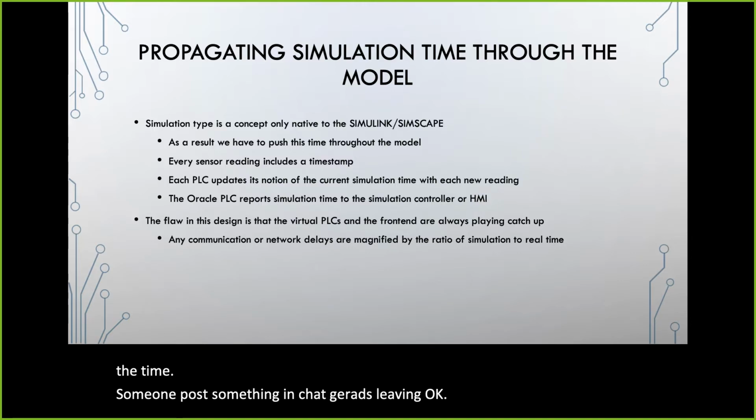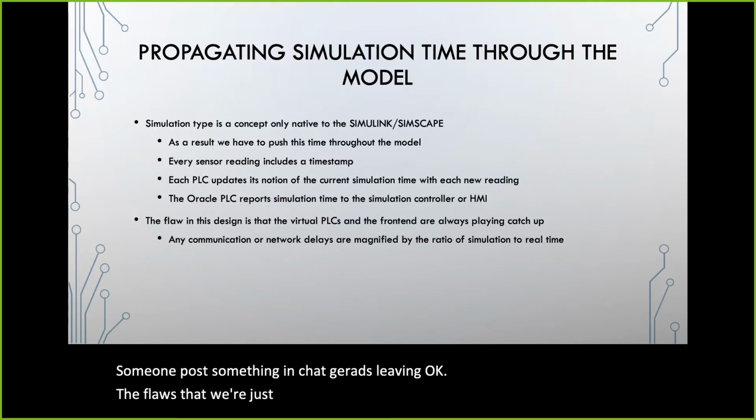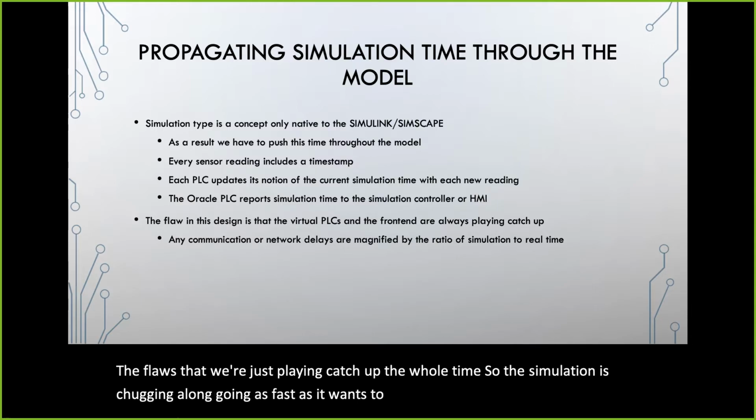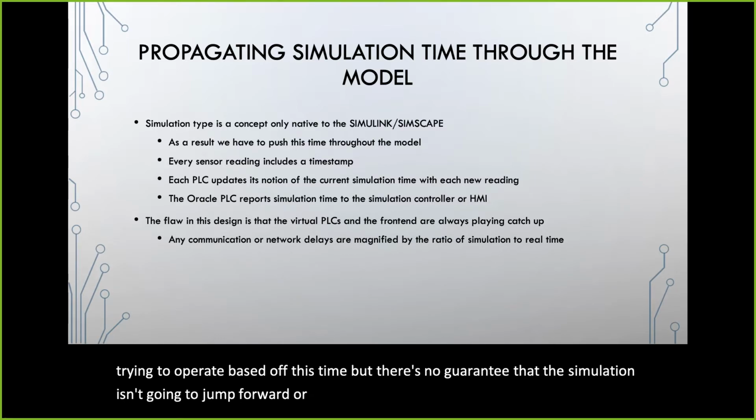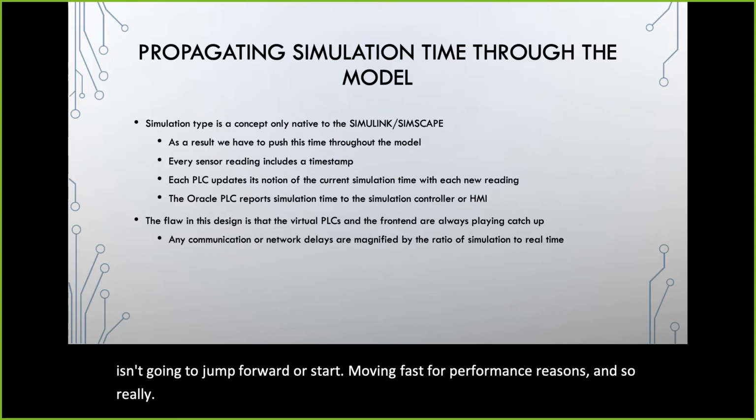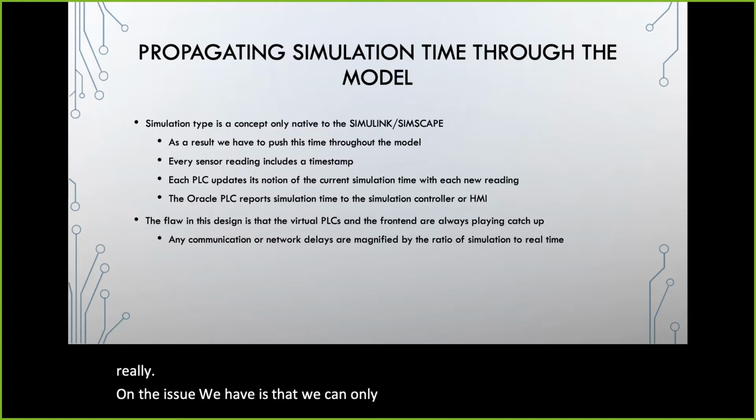The flaw is that we're just playing catch up the whole time. The simulation is chugging along, going as fast as it wants to go. We're getting time updates and trying to operate based off this time, but there's no guarantee that the simulation isn't going to jump forward or start moving fast for performance reasons. And so really, the issue we have is that we can only try and contain some of these delay issues that we have.